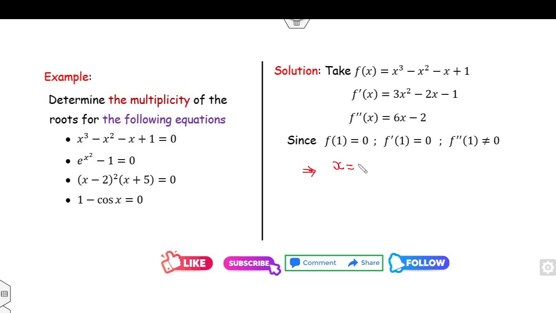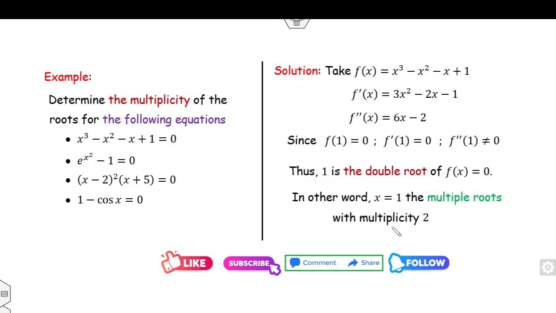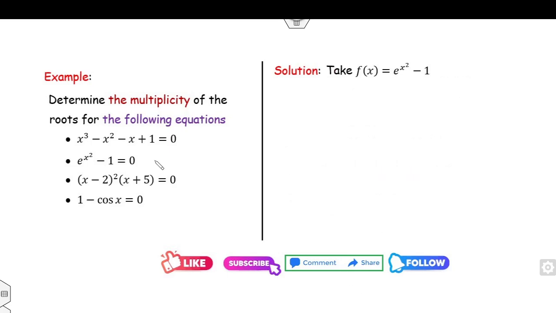That means x equal to 1 is my double root, because the second derivative is non-zero. Or you can say x equal to 1 is the root with multiplicity 2. Look at the second example.